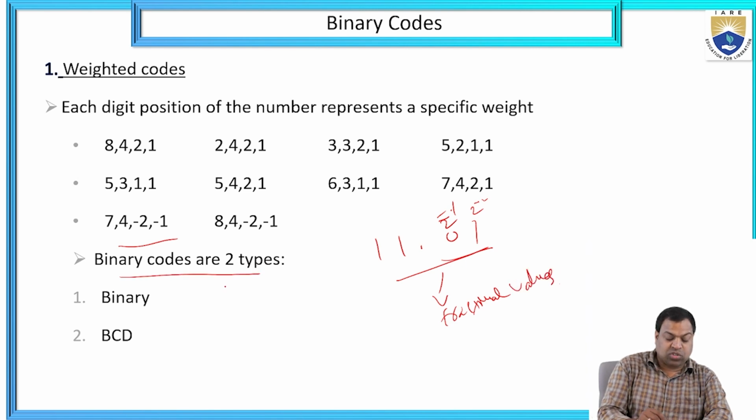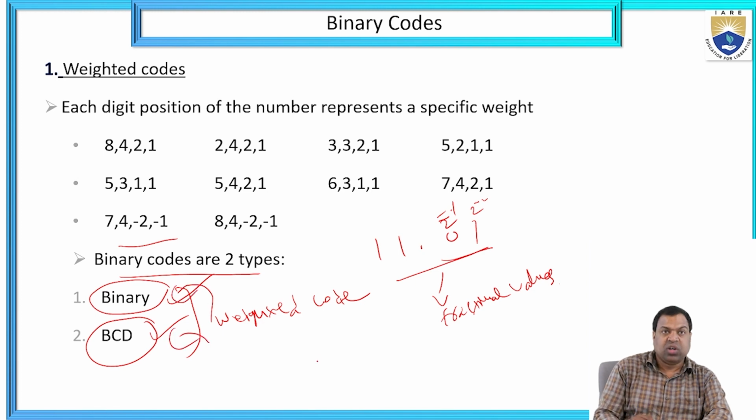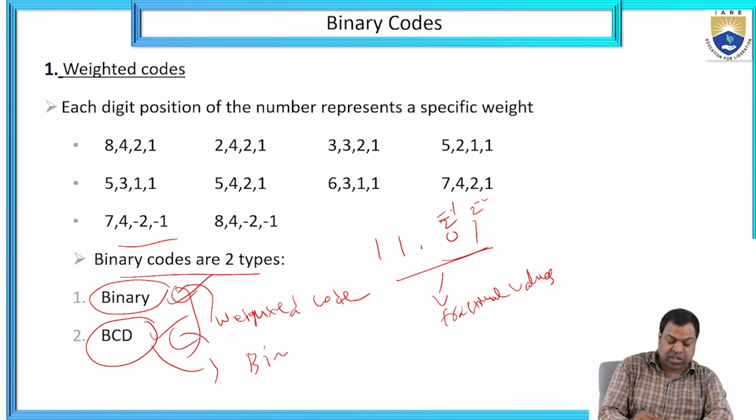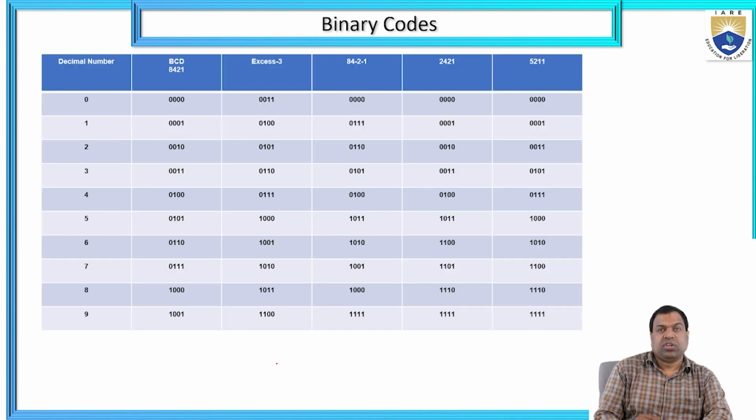So binary codes are of two types, weighted codes and non-weighted codes. Weighted codes are of two types: the first one is the binary code, and the second one is the BCD code. BCD is nothing but binary coded decimal. So these are the weighted and non-weighted codes.